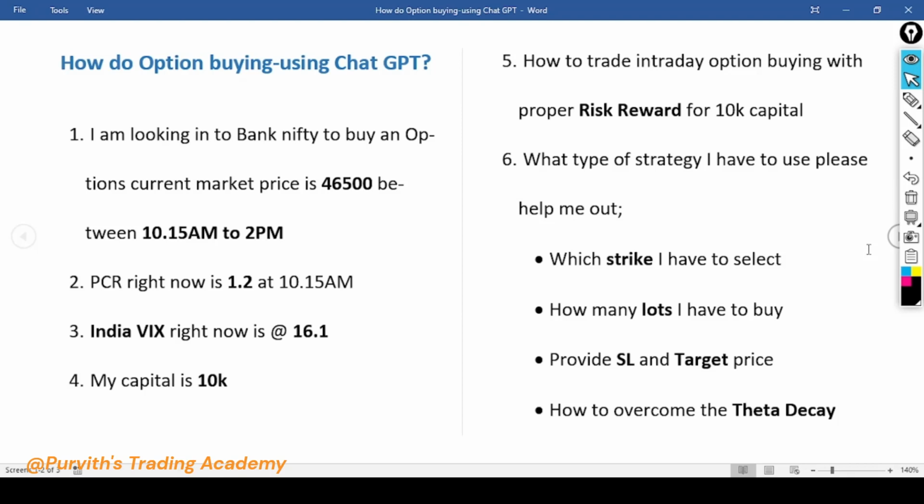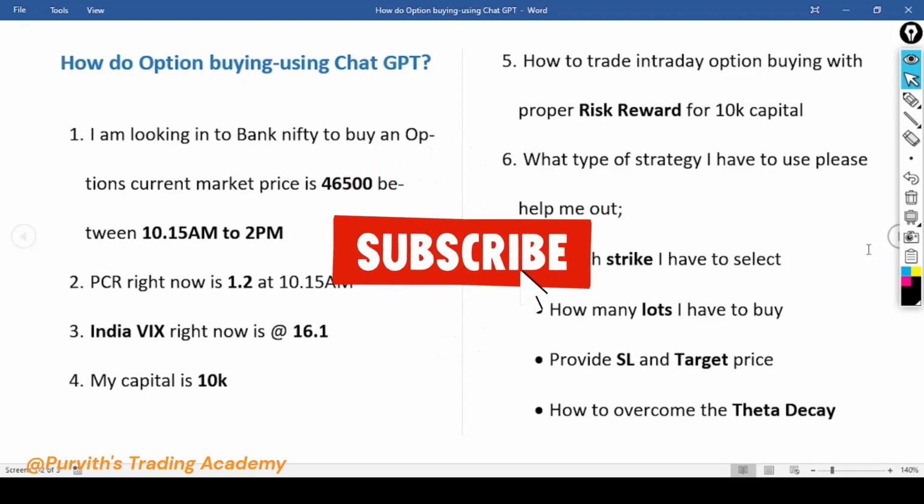Now, I am not a SEBI registered research analyst. Any trades or recommendations shared are for educational purposes, so please do consult your financial advisor before acting upon them. Now, let us look into how exactly option buying can be done using ChatGPT.